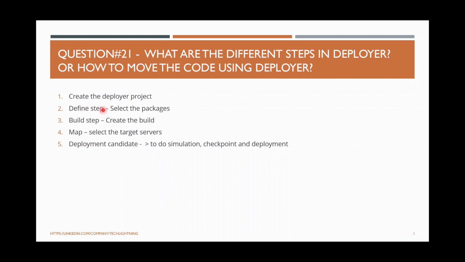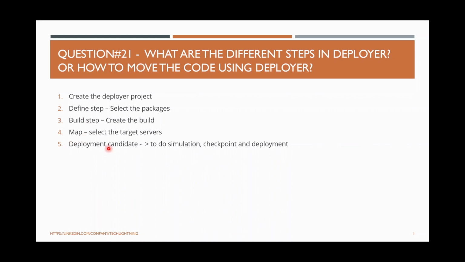In the define step, we will be selecting what are the packages I want to select. It could be a full package or partial package. And then in the build step, we'll create a build using the components which you have selected in the define step. And in the map step, we will select the target server which I want to deploy to.